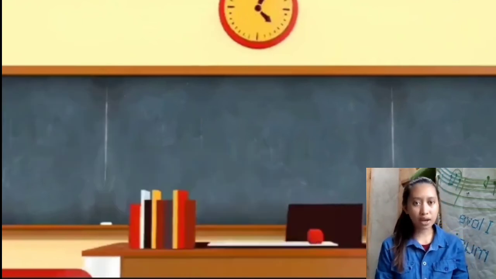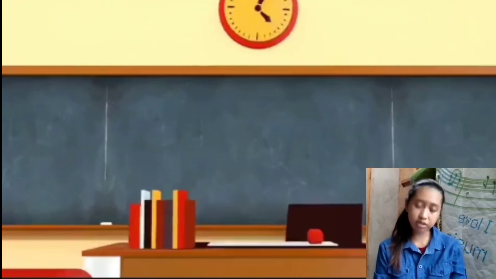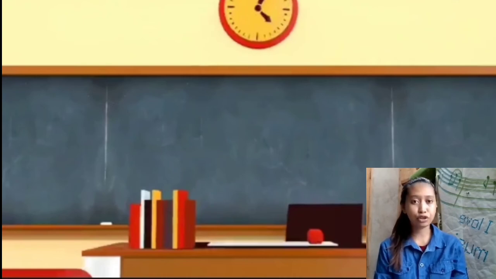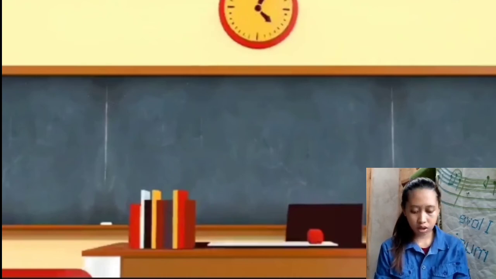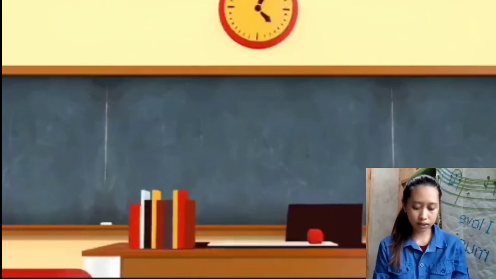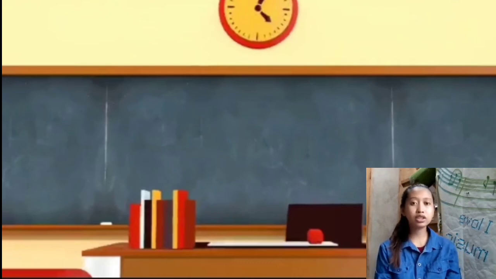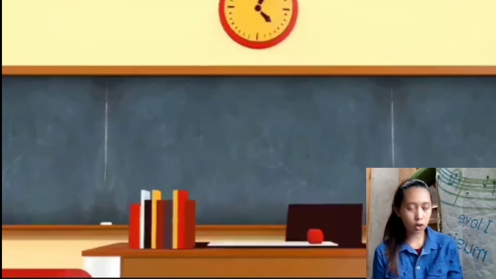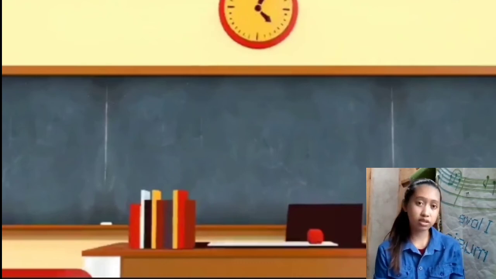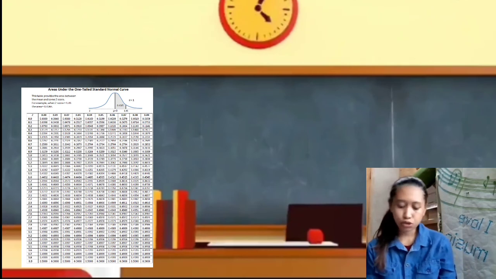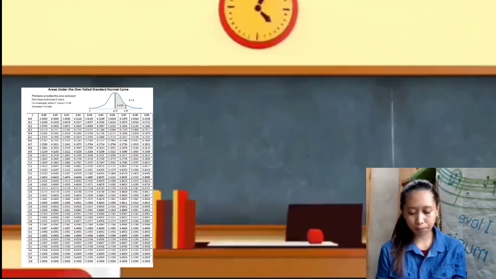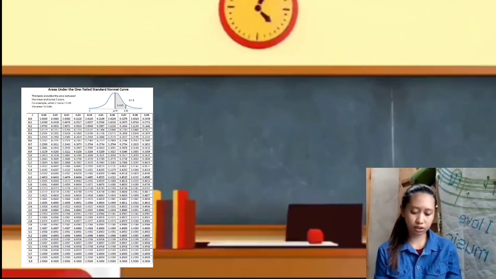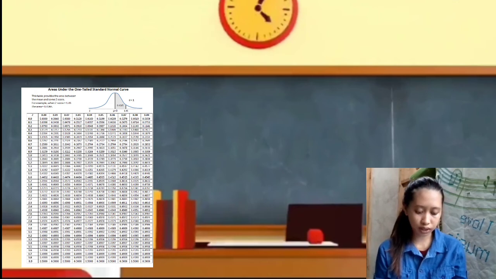So, let's have an example. The focus of this topic is how to get the areas under the normal distribution. To get the areas under the normal distribution, we can use this table. We use this to get the corresponding areas of the z-value.